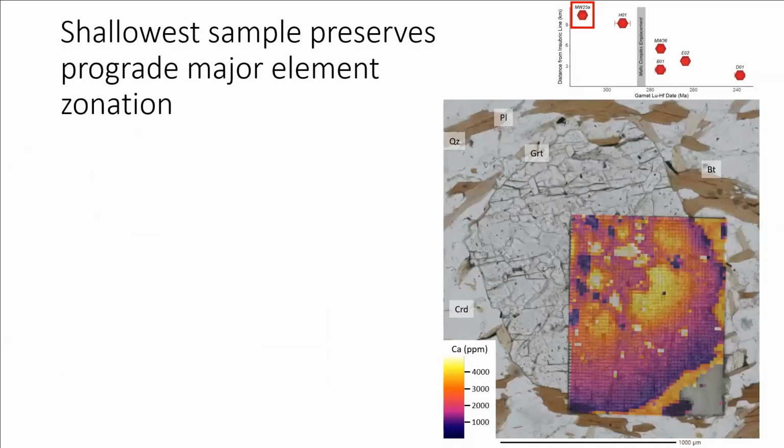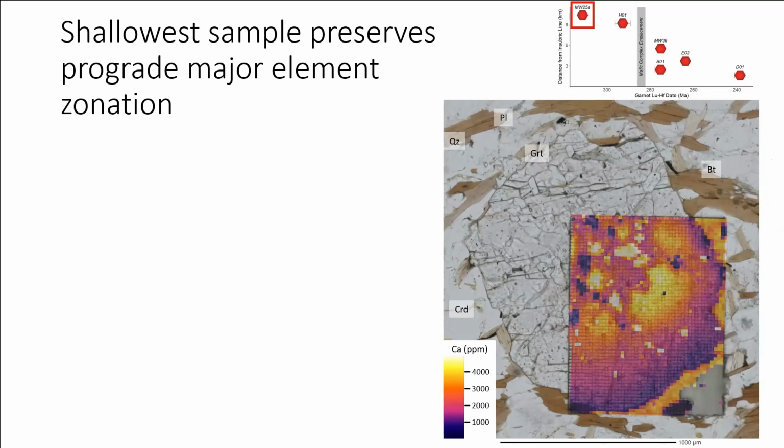So we're going to start with the shallowest sample. It's the one that gives us our oldest age, and it's the only one that preserves any prograde major element zonation. This figure here is a calcium laser ablation map from a garnet in the sample, and you can hopefully see that there is prograde zoning in calcium. We have a core that is lower in calcium, and then this high calcium mantle in this bright orange, and then moving to a lower calcium rim. And then there's also a distinct thin rim around the edge of the grain that is hard to make out in the laser ablation map.